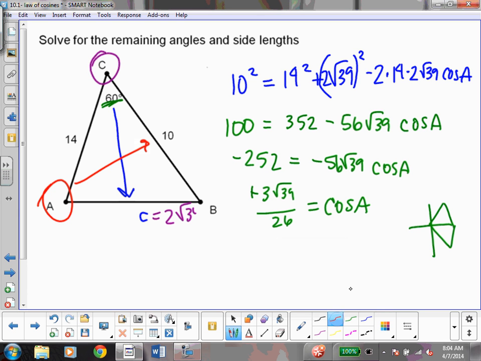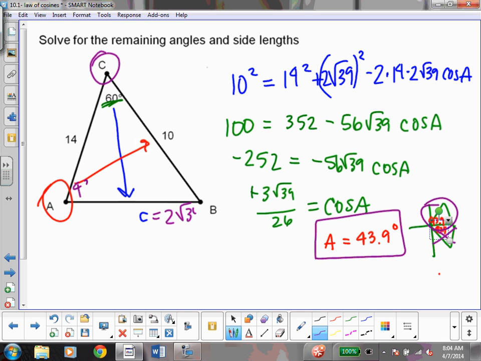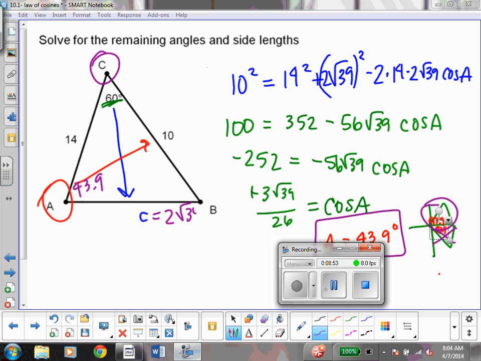So the approximate angle is around 43.9 degrees. Both of these angles would technically measure 43.9 degrees. But remember, all of the angles inside of a triangle have to add up to be 180. So this angle here is going to be entirely too big. So angle A measures 43.9 degrees.